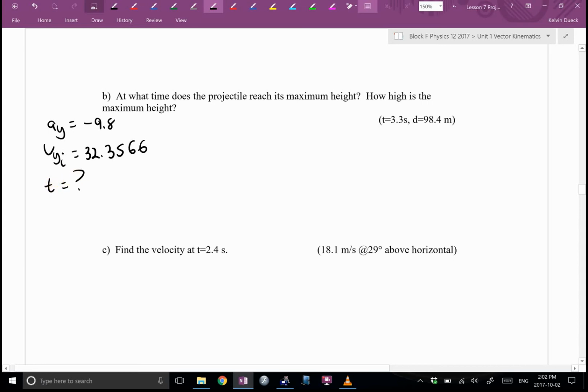Why can't I just take my answer from part A, my time value, and divide it by 2? Nate, what? Yeah, this is not a symmetrical path. We're starting on a cliff and ending on the ground. We're not starting and ending on the same height. If we were starting and ending on the same height, absolutely, that's what I would do. But we're not.